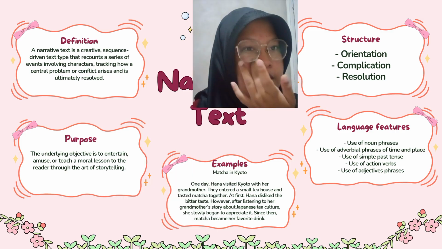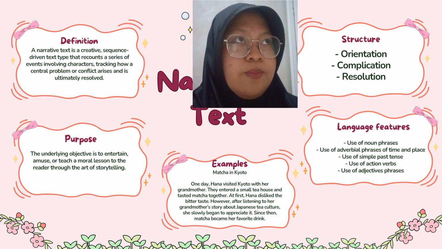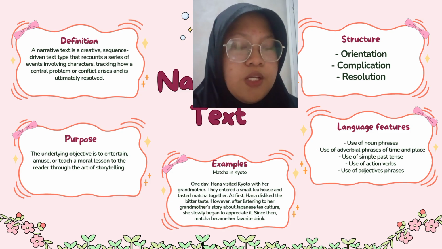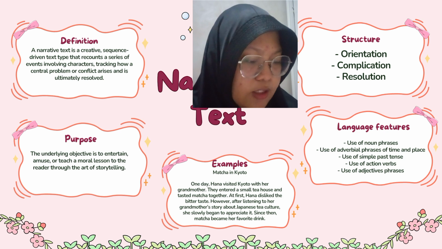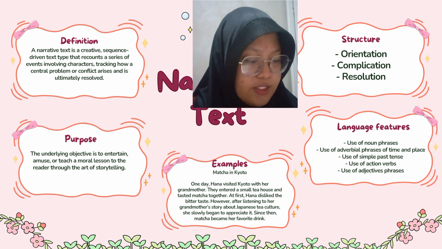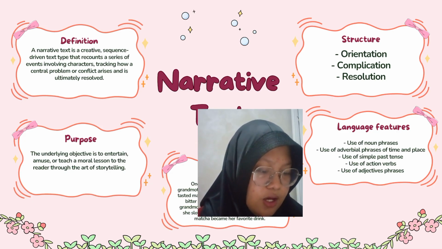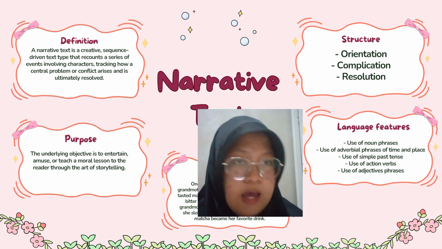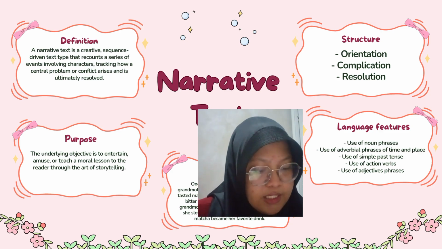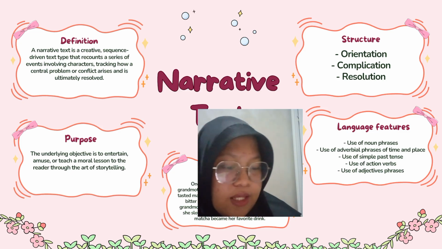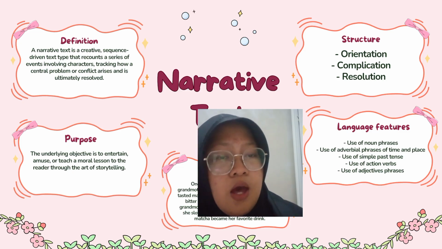The structure of the text is orientation, the introduction of the story, like who the character is and what the main plot is, and then the complication, which is the problem that occurs in the text, and then the resolution, which is how the problem is solved in the text. The language features of a narrative text are noun phrases, adverbial phrases of time or space, stating the time and the place of the text, simple past tense, action verbs, and adjective phrases. An adjective describes a noun.